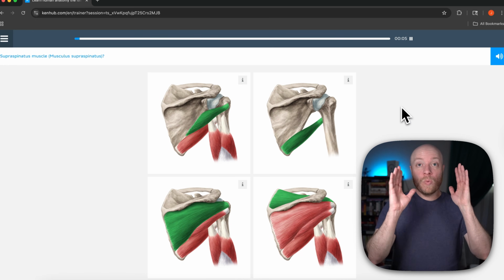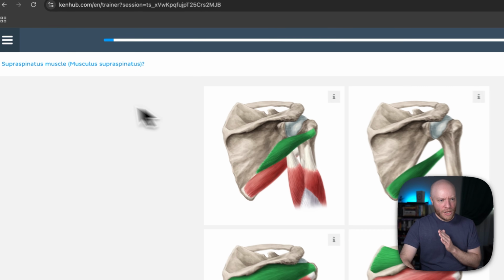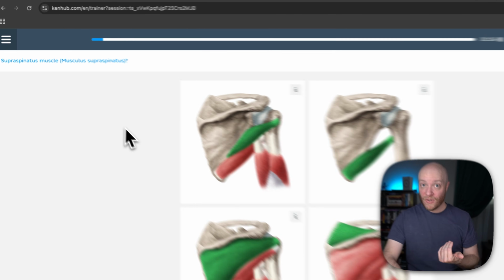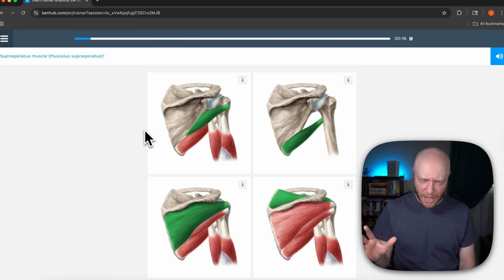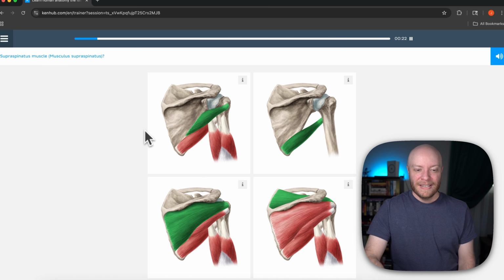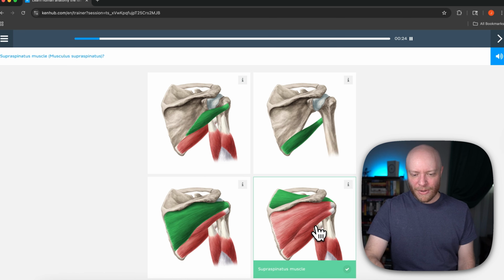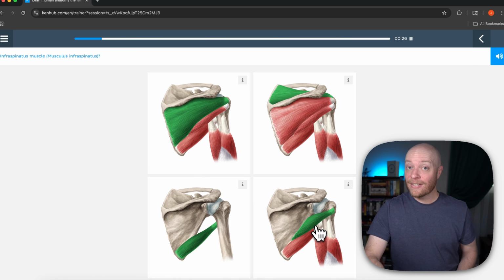All right, so what we can see here is it is asking for the supraspinatus muscle. It wants us to identify the supraspinatus. So which of these? I'm going to give you just a brief moment to think to yourself. You're welcome to pause this and see if you can figure out where the supraspinatus is yourself. The answer is going to be right here. So I'm going to click this, and it is going to move to the next one.